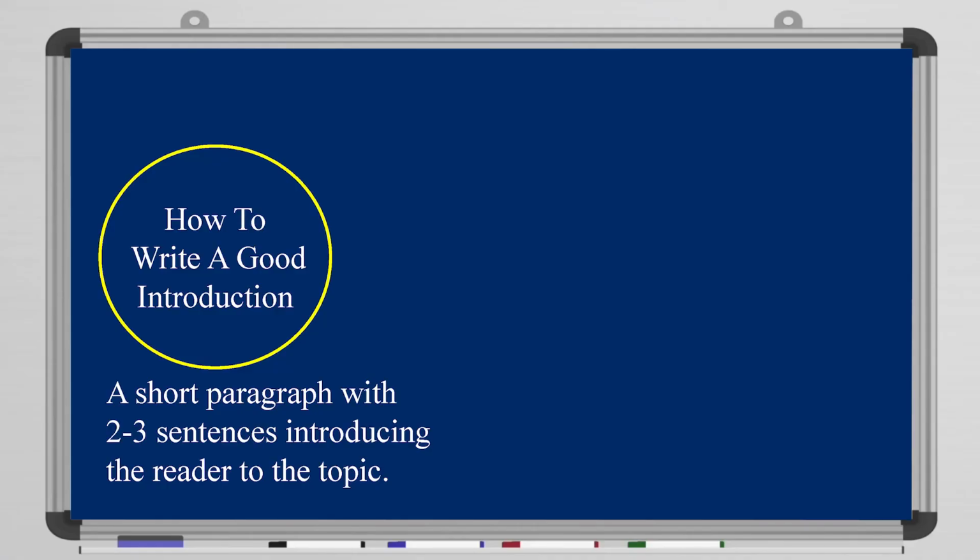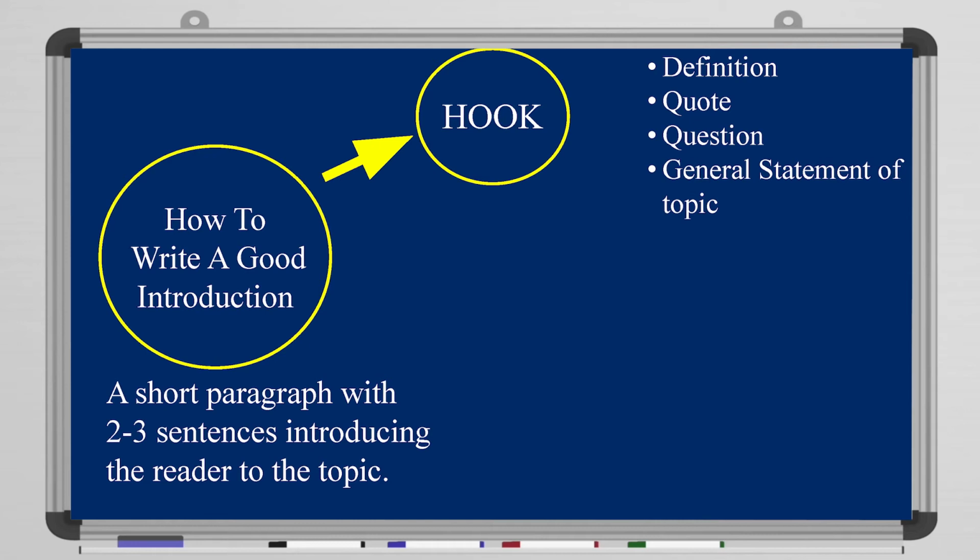Okay? So, how do you write a good introduction? I said earlier that a good introduction has 2 main things. It has a hook. A hook sentence, you know what's a hook? You know when people go fishing, they have these hooks at the end of the fishing line, right? What does the hook do? It pulls the fish, right? A hook sentence pulls the reader. I want you to pull the reader, okay? So you can do that with what? With a definition, with a quote, with a question, with a general statement of the topic, okay?